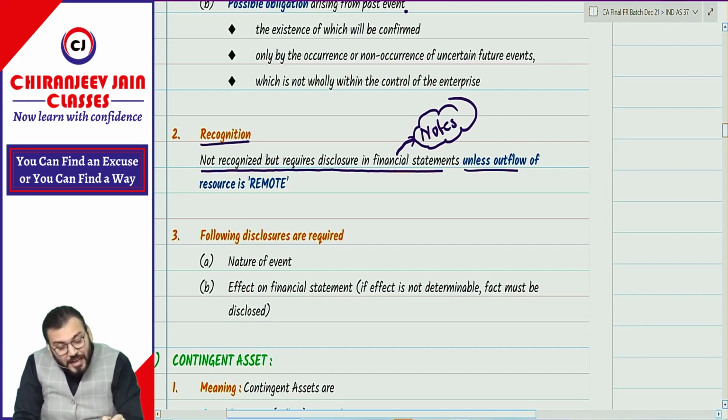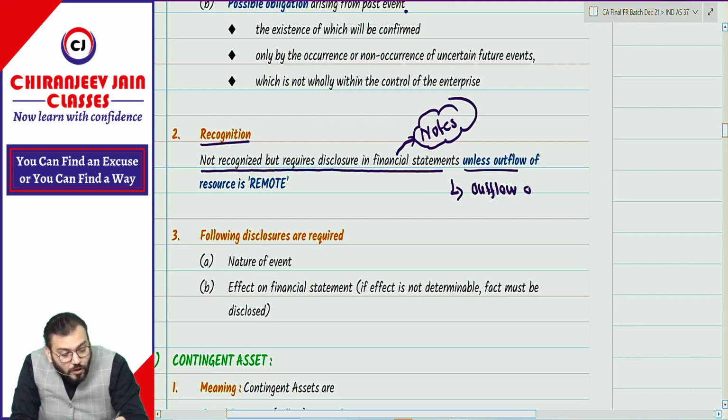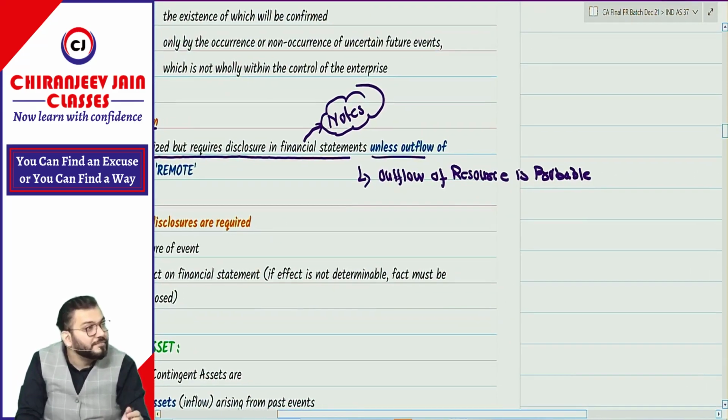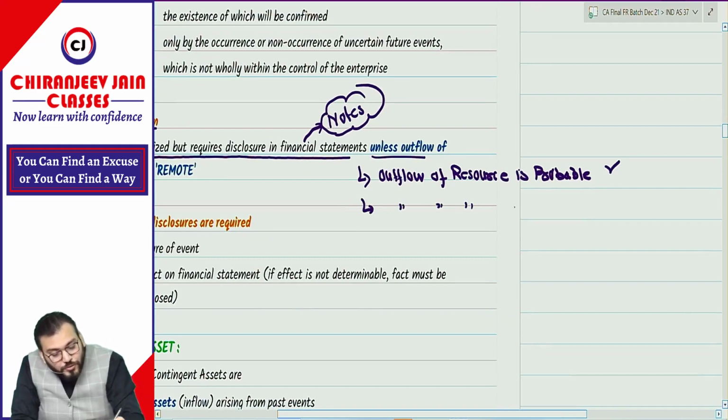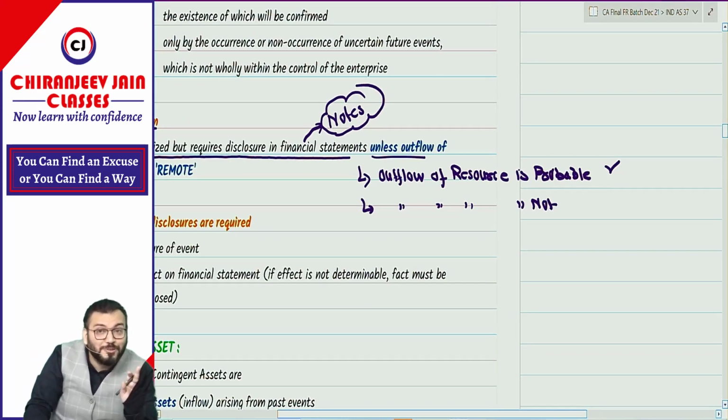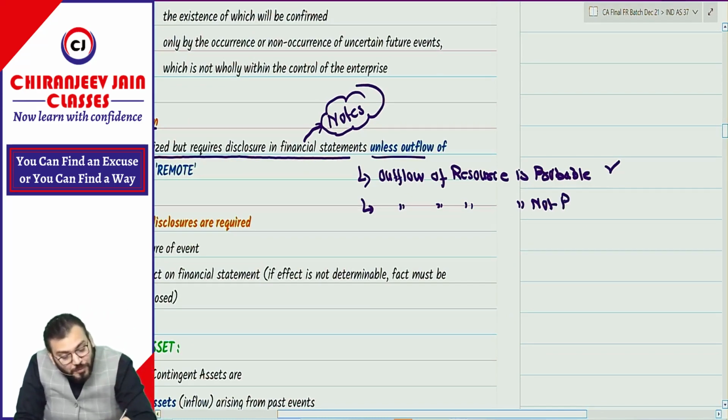Means, what they are saying, unless outflow of resource is remote, can I say in this way, if outflow of a resource is probable, then will you disclose it as contingent liability? Bolo yes or no? Yes. If outflow of resource is not probable, not probable means chances are less than 50% but not remote. Correct now? Not probable. Then will you disclose it? Yes or no? Yes. Very simple.